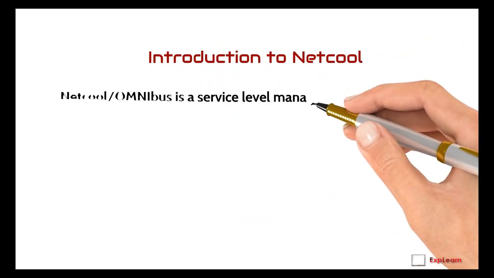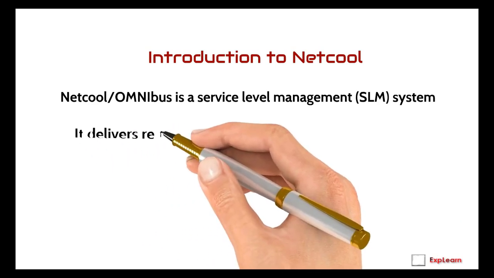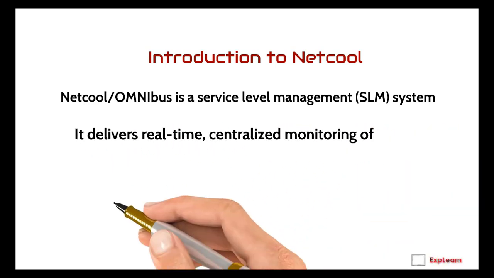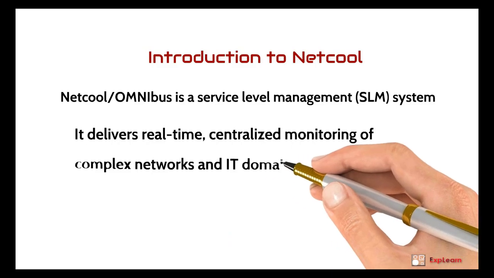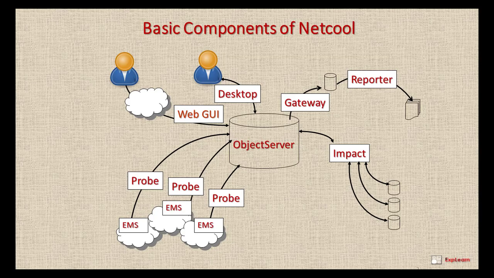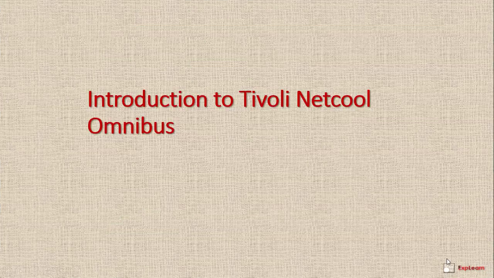Netcool Omnibus is a service-level management system. It delivers real-time centralized monitoring of complex networks and IT domains. This diagram shows the components of a sample Netcool environment. It consists of object server, Netcool Impact, gateway, probes, web GUI, Netcool desktop, reporter, element management systems, and so on. The following is a brief introduction to Netcool Omnibus, which is one of the important components of Tivoli Netcool.